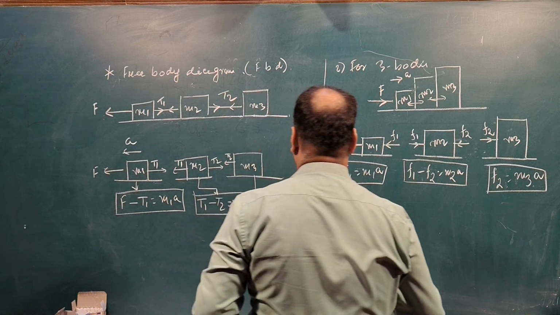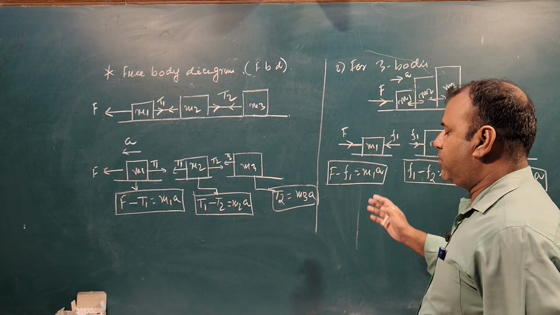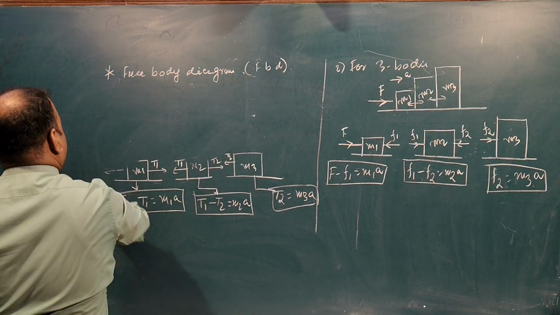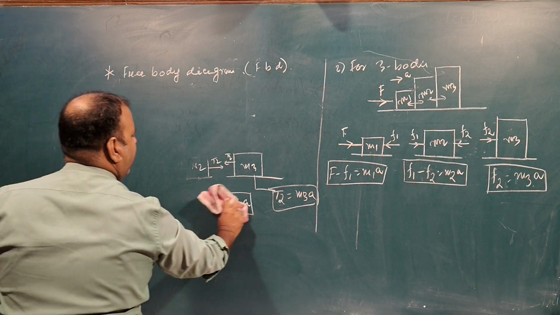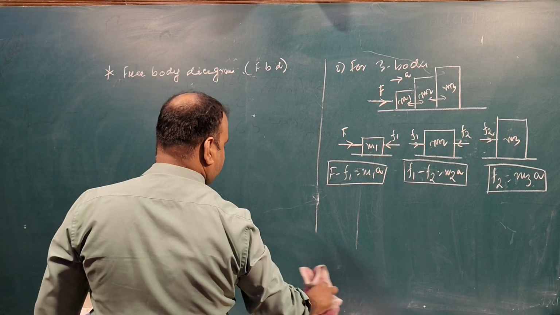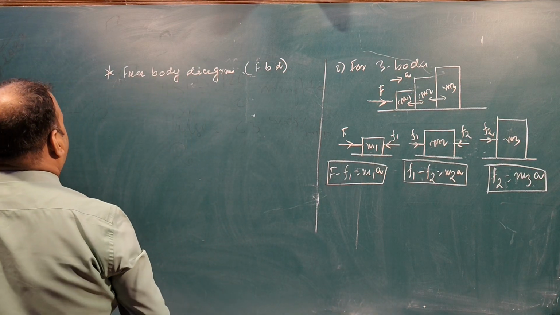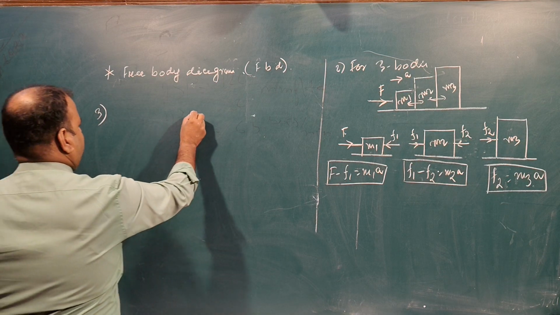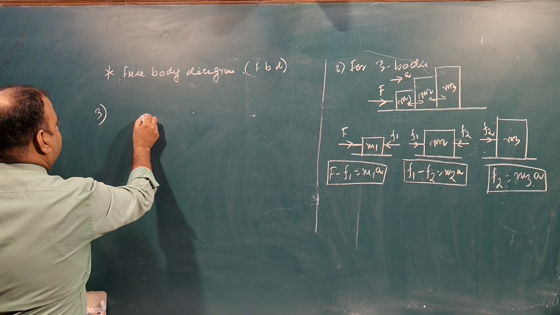Now see one more concept. This is the concept of the free body diagram. Next you can see hang body. So in case of hang body, you can see number 3. There are two conditions.